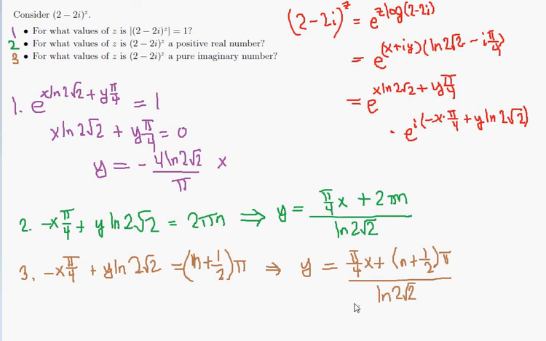And so as long as the real and imaginary parts of the complex number z satisfy this relationship, then 2 minus 2i to the z will be a pure imaginary number. Okay, so this problem was basically an exercise in understanding the definition of taking a complex number and raising it to another complex number.